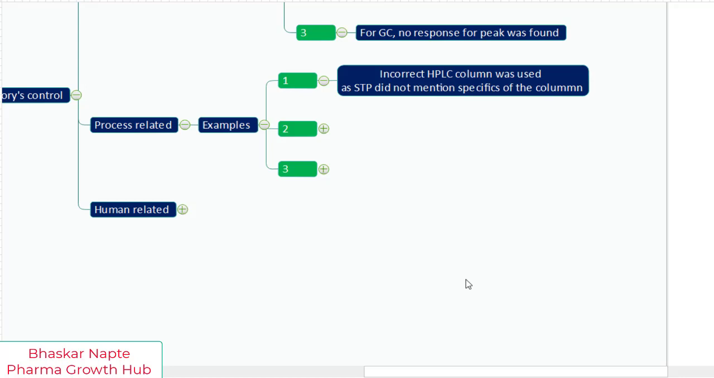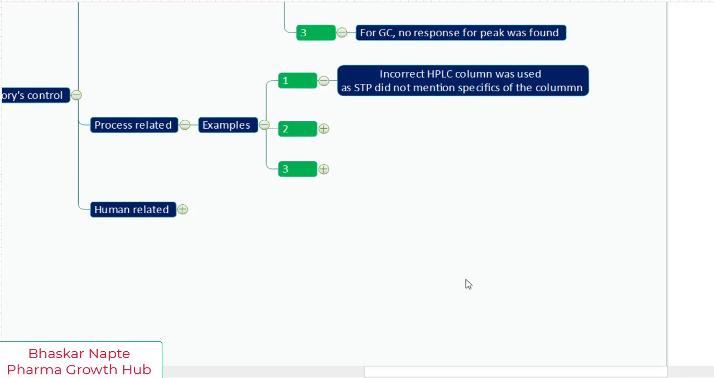But whether the column from Inertsil has to be used, or the column from Phenomenex, or a column from another vendor is supposed to be used is not clearly mentioned. The brand name of the column is completely missing from the STP. So the analyst has just picked the column which is available, and he picked a column which was not supposed to be picked. And he ended up with, let us say, poor resolution. There was no resolution between the peaks of interest.